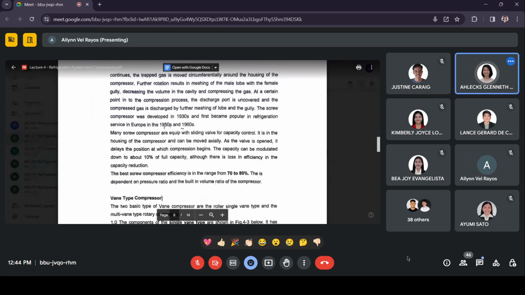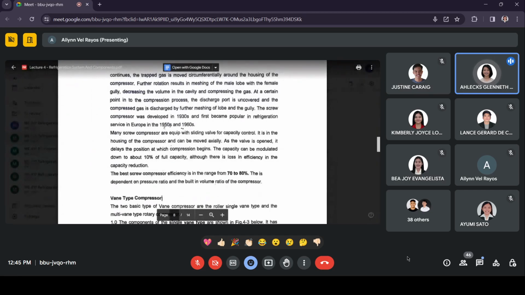the trapped gas of the compressor. Further rotation results in meshing of the male lobe with the female gully, decreasing the volume in the cavity and compressing the gas. At a certain point into the compression process, the discharge port is uncovered and the compressed gas is discharged by further meshing of lobe and the gully.